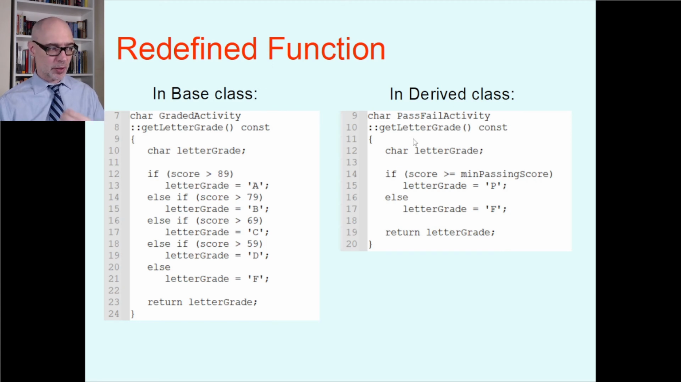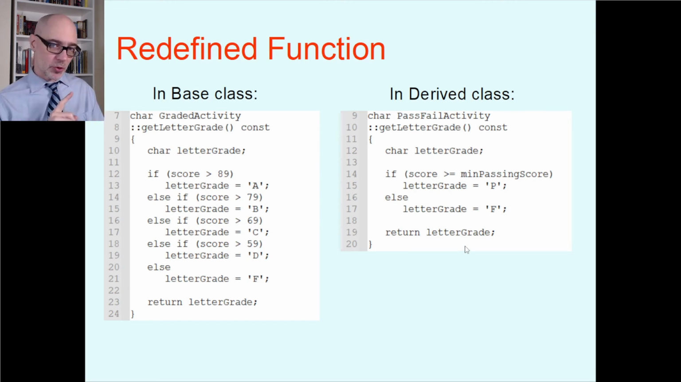Here's the version of get letter grade in the pass-fail activity class. And of course, for a pass-fail activity, you should not be returning a grade of A, B, C, D, or F. You should be returning P or F for pass or fail. And that's exactly what happens here. So you get in here, you have a local variable again. You check if the score is greater than or equal to the min passing score that we've recorded, then your letter grade is going to be P for passing. Otherwise, the grade is going to be F for failing, and you return that.